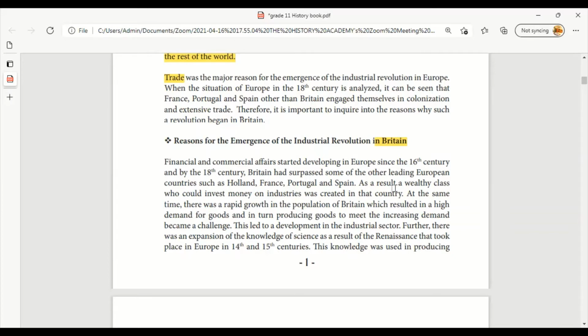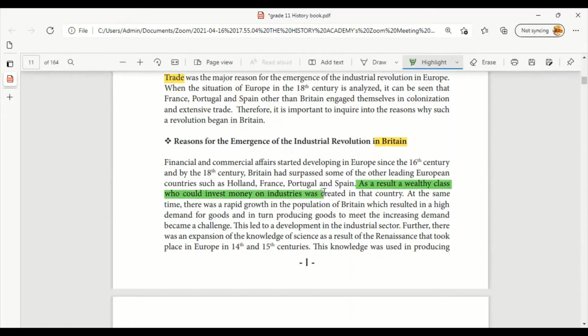As a result of trade in Britain, a wealthy class who could invest money in industries was created. The first reason why the industrial revolution began in Britain is that a wealthy class who could invest money in industries was created. Due to the trade and commercial affairs in Britain, there was a wealthy class. Due to that, that wealthy class had the potential to invest their money in industries. So because of that, the industrial revolution started in Britain.